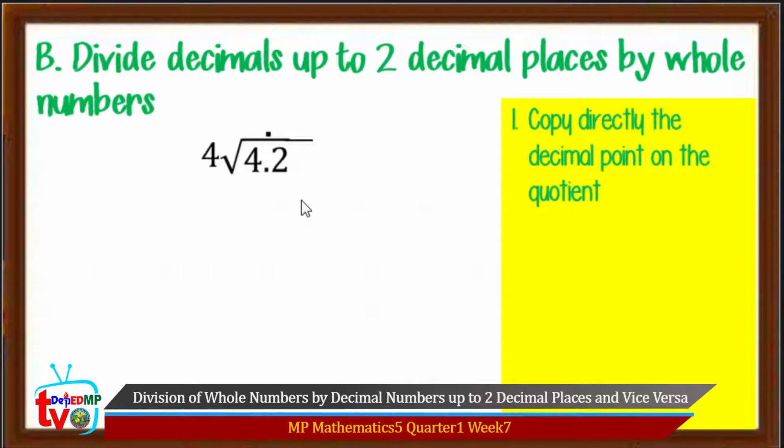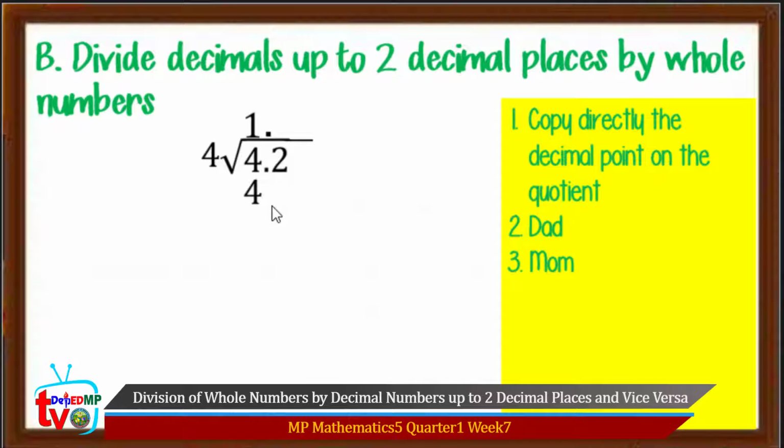What is the first step again? We should divide. Let us have that. So, 4 divided by 4 is equal to 1. Next step is multiply. 1 times 4 is equal to 4.